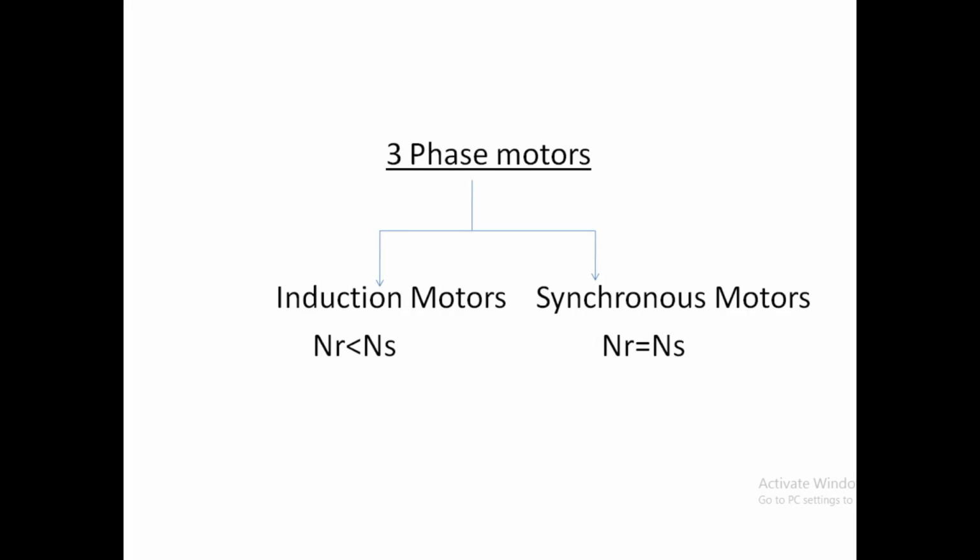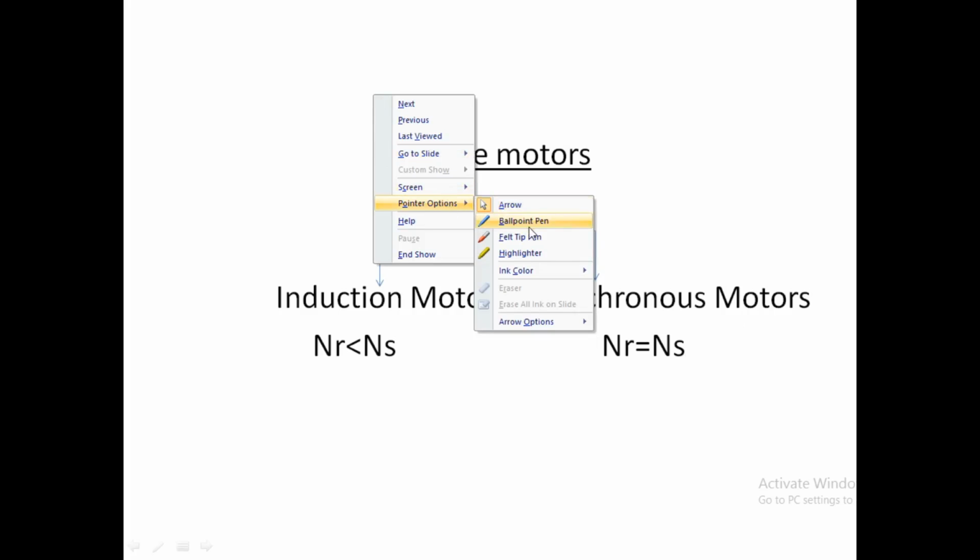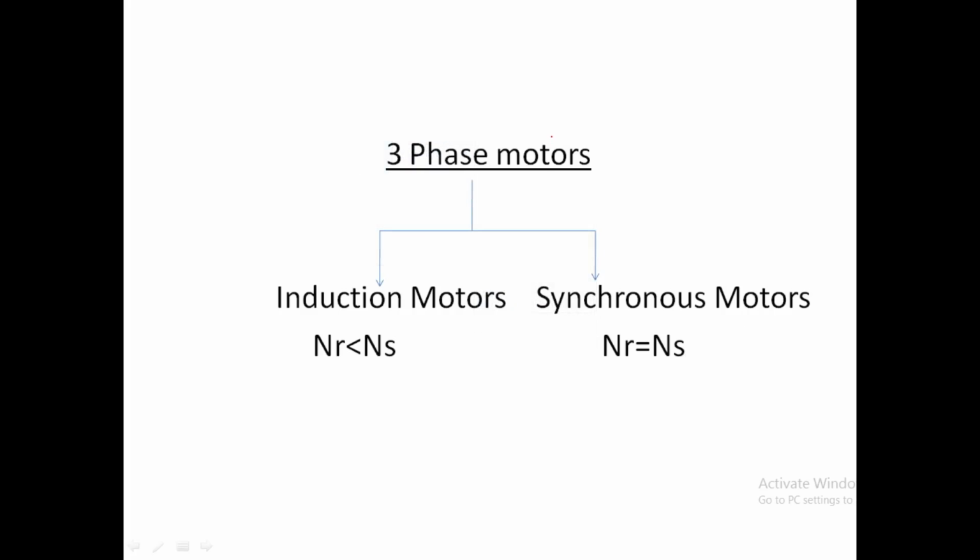Now we know that a motor may be a single phase motor or a three phase motor. Mainly we can say there are two types of three phase motors. One is the induction motor and another one is the synchronous motor. The difference in behavior is mainly in the rotor speed. In induction motors, rotor speed is always less than the synchronous speed.